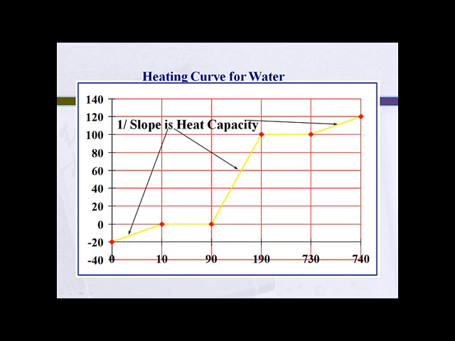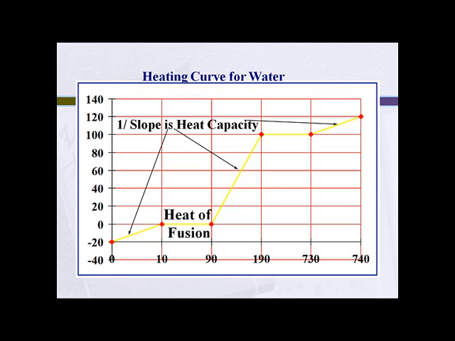Well, it turns out that 1 over the slope is the heat capacity of the material. In this case, it's water. You'll notice that the heat capacity of liquid water is about twice that of both ice or steam, and that in fact is true.